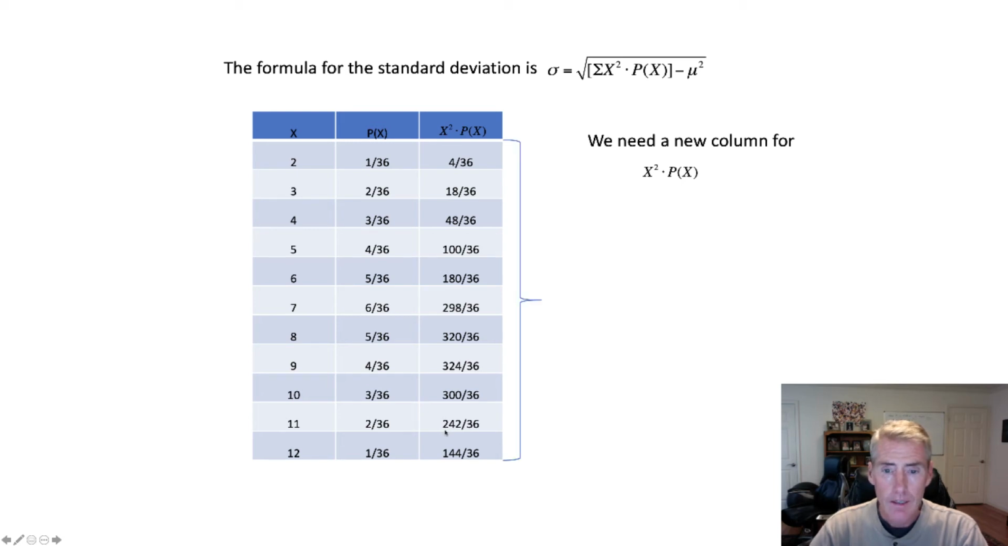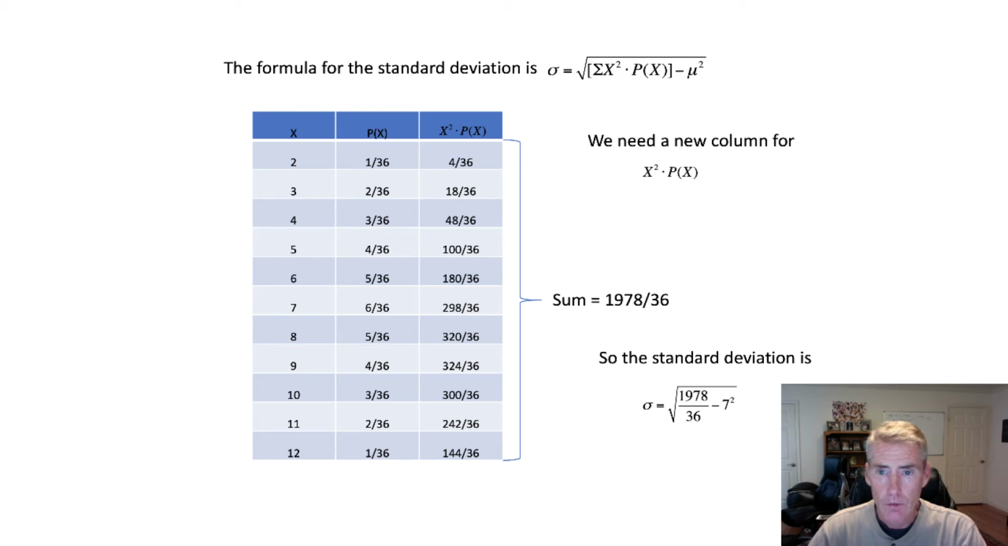And then I need to add them up. And it adds up to 1978 divided by 36. So that is what's going to go right here in the formula. So we've got the total is 1978 over 36, and then subtract the mean squared, put that in a calculator, and the standard deviation turns out to be 2.438.